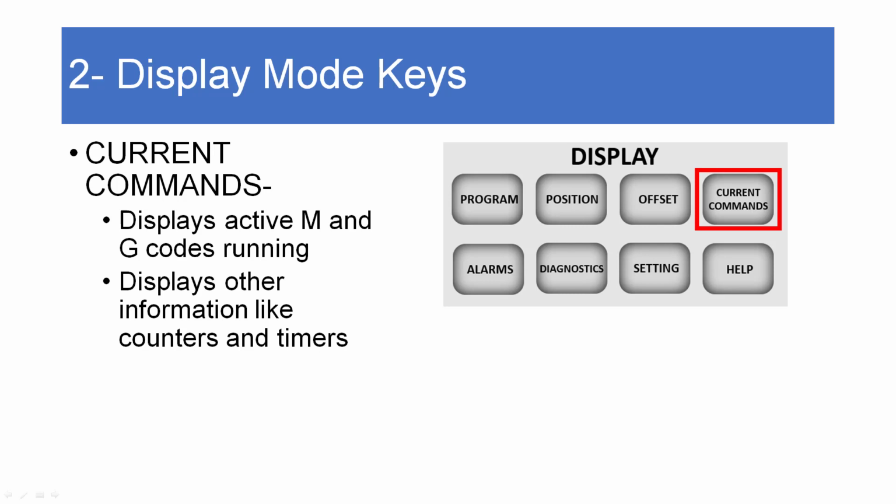Next is the current commands key, which is used to show active G and M codes running in the machine, as well as some active timers and counters.